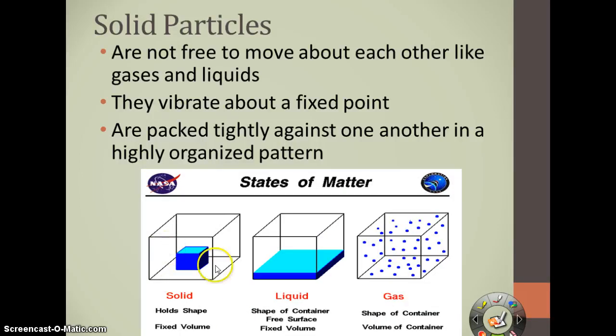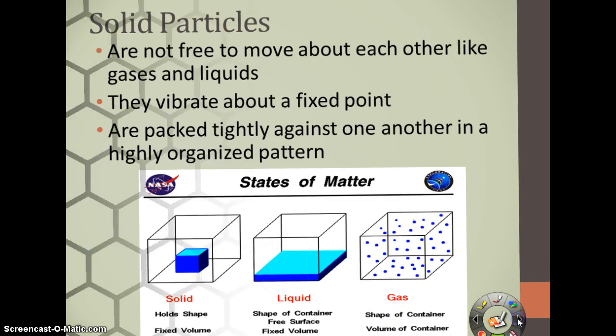So here's our solid. A solid, when you put it in a container, is going to have a fixed volume, so it's going to hold its shape. The liquid also has a fixed volume. Remember, it's not compressible, but this is going to take the shape of its container. And then your gas is going to take up the volume of its container. So if you were to shrink the container, then your gas would become more dense. Because it can take the volume of its container, it's also going to take the shape of its container.